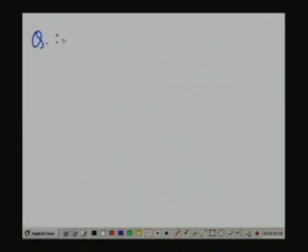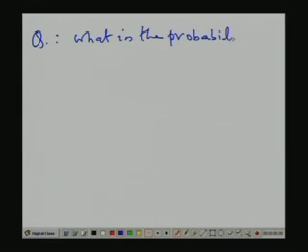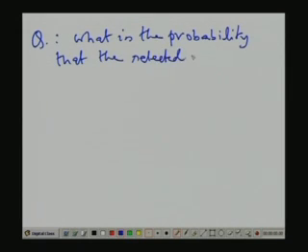Question: what is the probability that the selected item is defective? I would suggest that you all try this, and I will take up this problem in the next class.